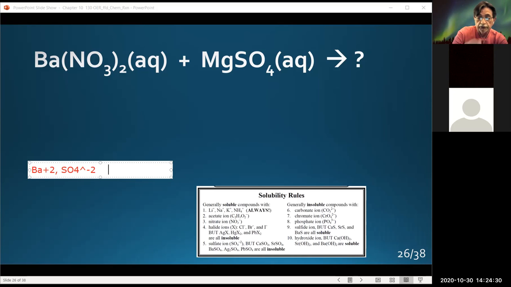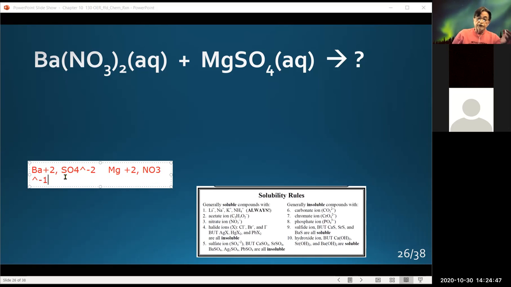And now do the other one. You got magnesium, which we know is a +2. Okay. And the nitrates is what we just talked about. We know that each one is a -1 charge. Okay. So those are the new products that we'll be making.